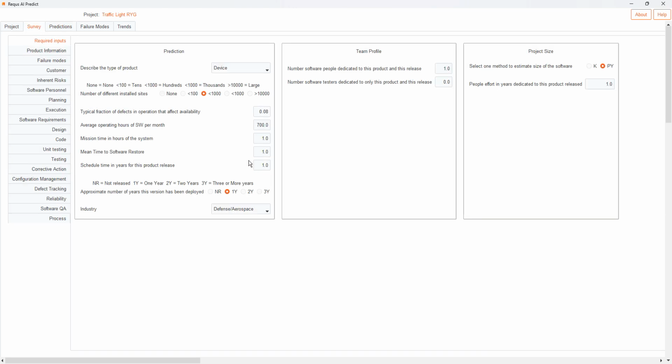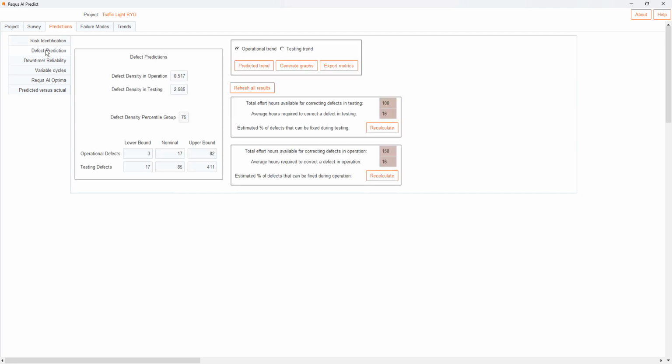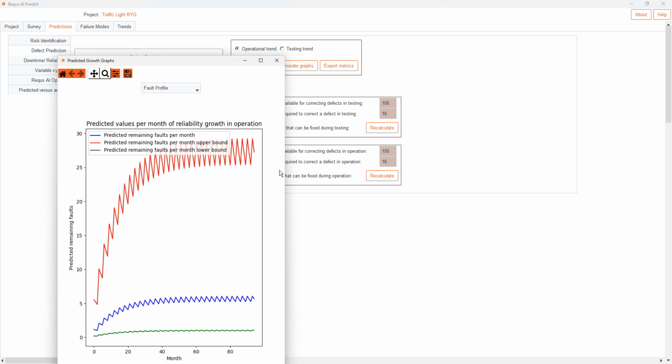Let's look at the frequency. Let's go ahead and change this to 0.25 years, which would be quarterly releases. And we'll refresh our results. Now go to the prediction. Changing the frequency didn't actually have an effect on the predicted defect density, but what it does have an effect on is the overall profile of the predicted defects over the course of several program increments. You can see here this is forecasting out 8 years, which is a very long time.